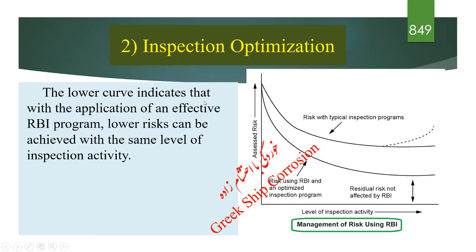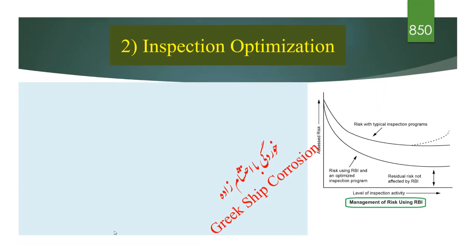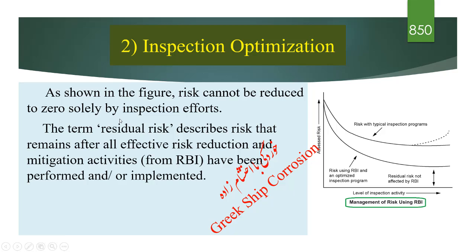The lower curve indicates that with the application of an effective RBI program, lower risks can be achieved with the same level of inspection activity. This is because through RBI, inspection activities are focused on higher risk items and away from lower risk items. As shown in the figure, risk cannot be reduced to zero solely by inspection efforts. The term residual risk describes the risk that remains after all effective risk reduction and mitigation activities from RBI have been performed and or implemented.